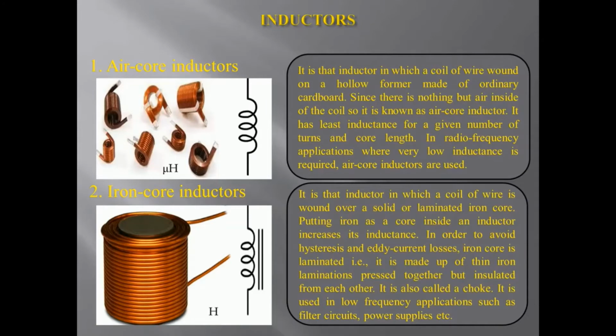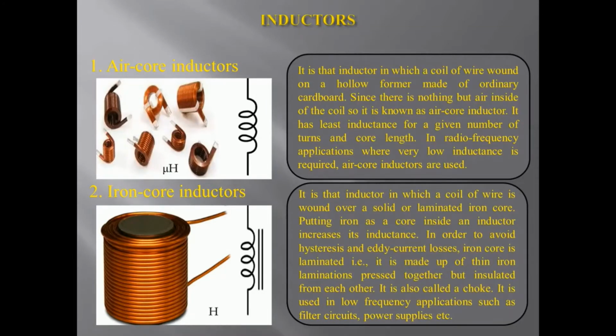The next one is the iron core inductor. As you can see, it has laminated iron over which the wire has been wound. The symbolic representation is as shown in the figure. It is that inductor in which a coil of wire is wound over a solid or laminated iron core. Putting iron as a core inside an inductor increases its inductance.